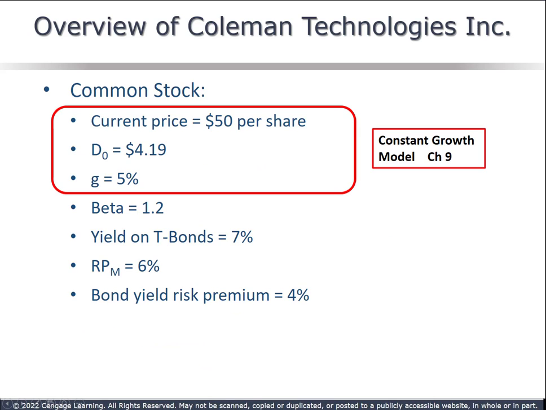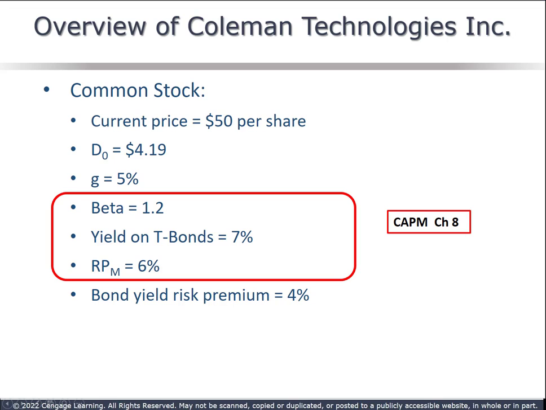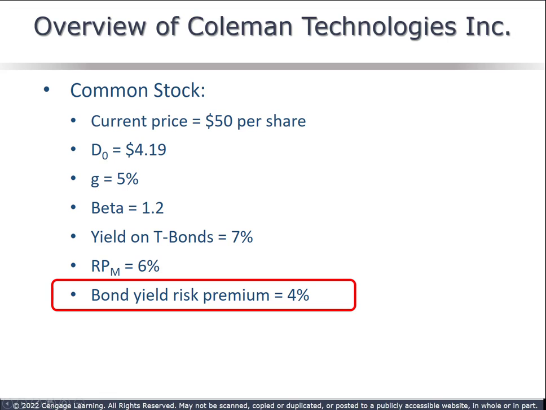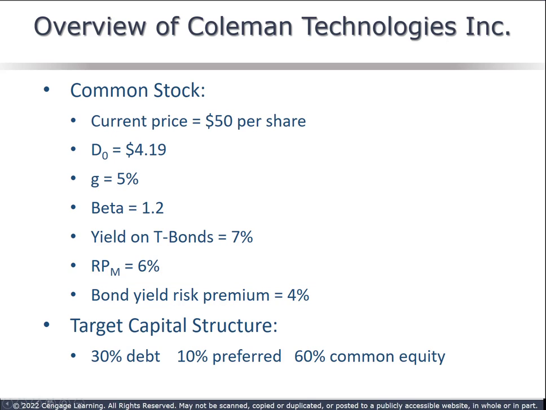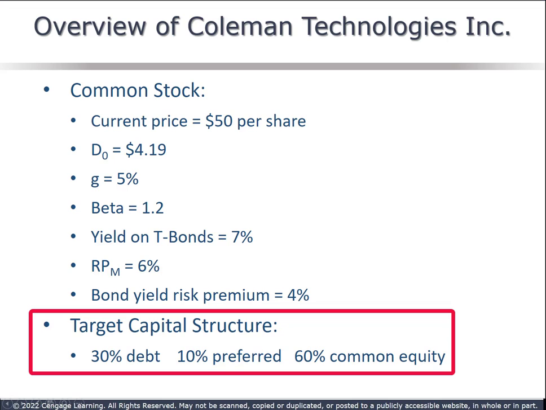Coleman's common stock is selling for $50 a share. Last dividend was $4.19, and they expect the dividend to grow at a constant 5% forever. We'll use the constant growth model from Chapter 9. Coleman stock has a beta of 1.2. Current yield on Treasury bonds is 7%. Market risk premium estimated to be 6%. CAPM, Chapter 8. Bond yield risk premium is estimated at 4%, and we'll talk about where this fits as we move through the example. Coleman's target capital structure is 30% debt, 10% preferred, 60% common equity.